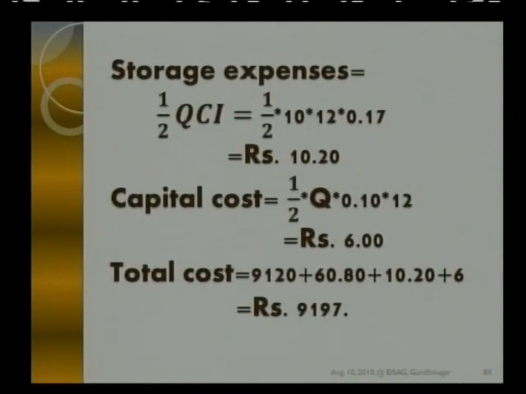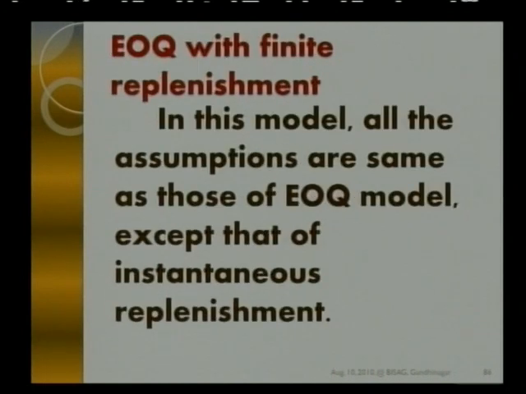So the total ordering cost is nothing but 60.80 rupees. The storage expenses are nothing but 1 by 2 QCI, which gives you the value of 10.20 rupees. The capital cost is nothing but 1 by 2 Q into the fraction of the capital cost, which is given to be 10%, and that will give you the value of 6 rupees. So the total cost associated with this is the sum of all the preceding costs, that is 9120, 60.80, 10.20, and this 6. So the total cost associated with this inventory system is nothing but 9197 rupees.